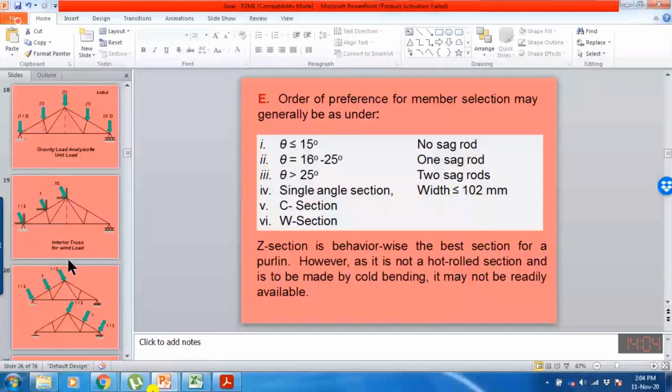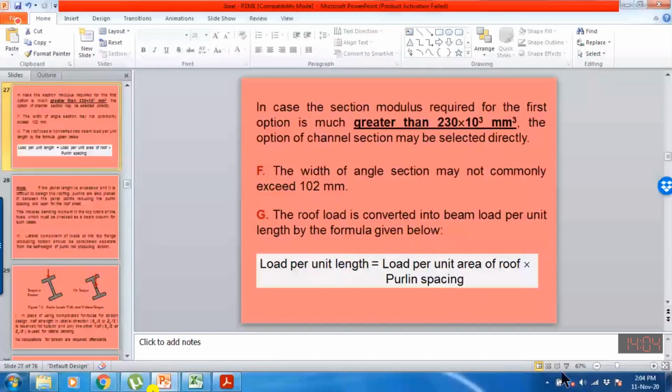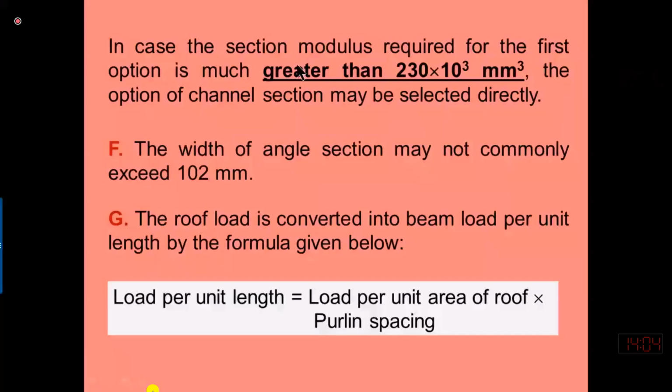Next guideline. In case the section modulus required for the first option is greater than 230 into 10 to the power 3, then we will not select the angle section, we will directly move to the channel section. So we may use the channel section as a purlin. If the section modulus is less than 230, we may select the angle section as a purlin. But if the required section modulus is more than 230 into 10 to the power 3, we are supposed to use the channel section. So width I have already explained.